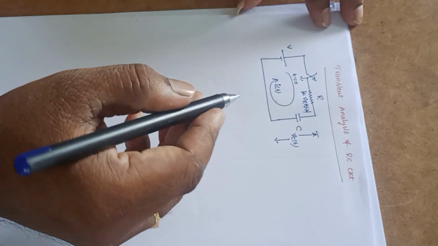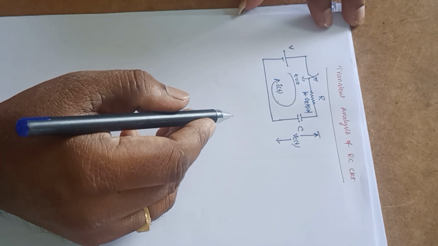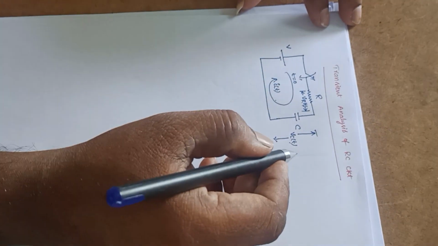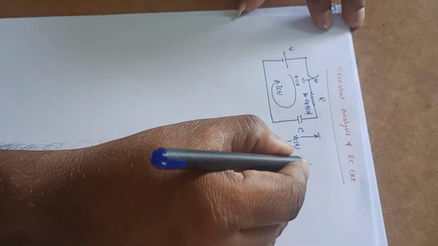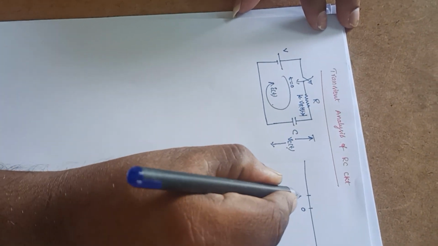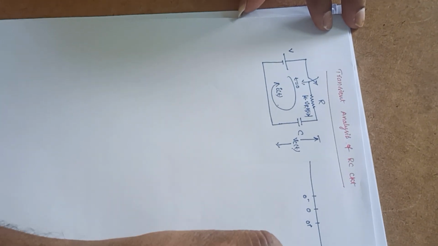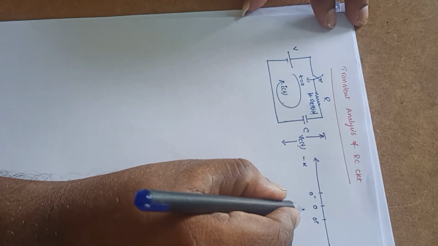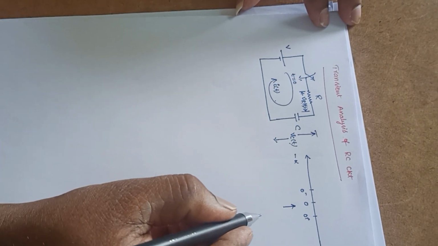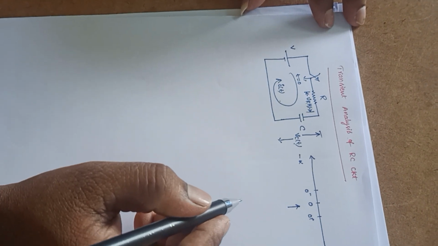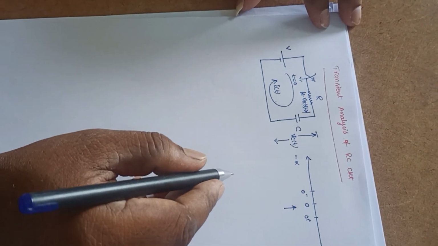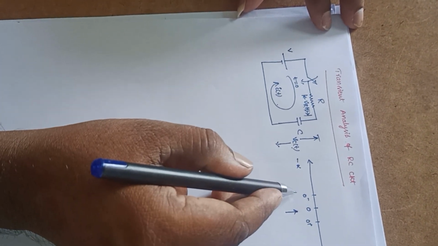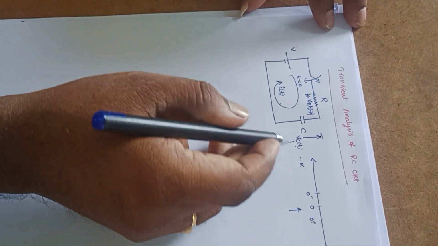Now to analyze this circuit, first of all let us consider it at t equal to 0 minus. We know this time scale: it is minus infinity, 0 minus, 0, 0 plus, and then infinity. t equal to 0 is the instant at which the switch is turned on. That means the switching action is done at t equal to 0. Just before the switching action, the switch is in the open position at t equal to 0 minus.